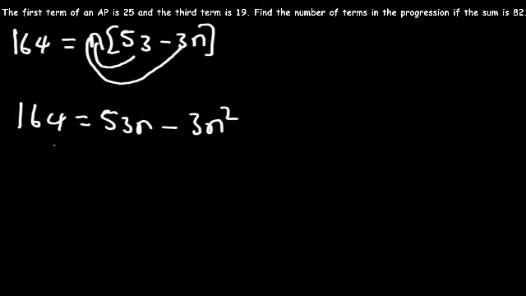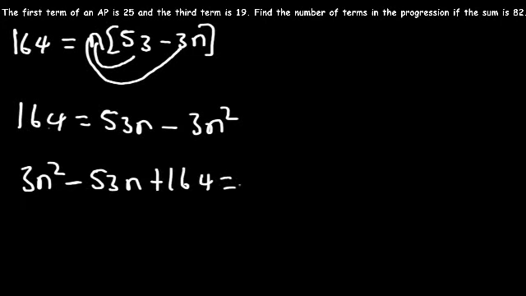What I'm doing next is subtracting 164 from both sides, okay? Or let me just try to avoid negativity. So let me just put everything over to the other side, okay? And I should have 3n squared minus 53n plus 164 equals 0. Now it turns out we end up having a quadratic expression.